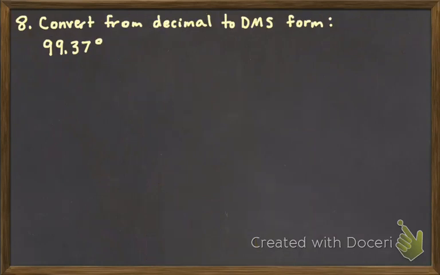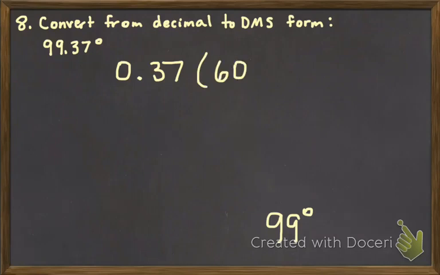On number 8, we're converting from decimal to DMS form, so we're going in the other direction. And so we know that we're going to have 99 degrees in our final answer, so let's go ahead and set that aside. We don't have to worry about it anymore. And then we're going to take the 0.37 part, and basically that's like a percent, so 37% of 60, so we're just going to multiply that by 60, and 0.37 times 60 is 22.2.